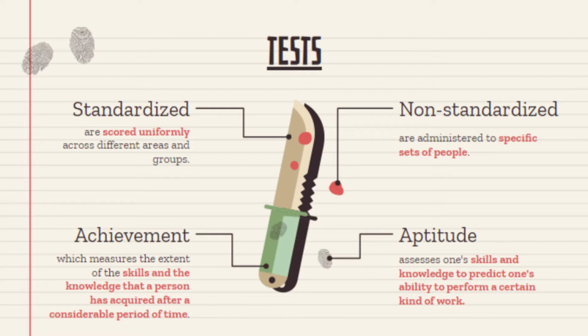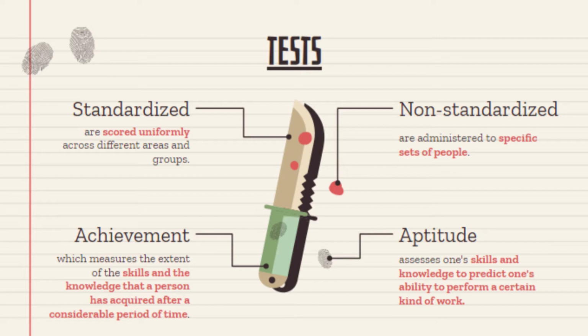Two of the most common examples of tests are achievement tests and aptitude tests. An achievement test is a standardized test which measures the extent of the skills and knowledge that a person has acquired after a considerable period of time. An example is the NAT or the National Achievement Test administered by the Department of Education. The NAT measures how much students have learned in specific subject areas after a long period of time.